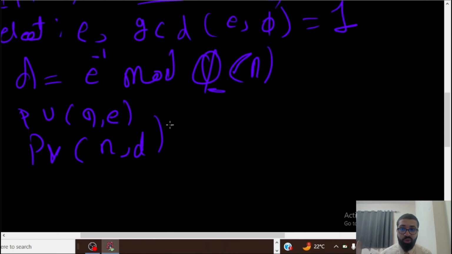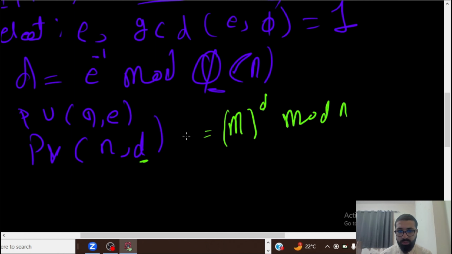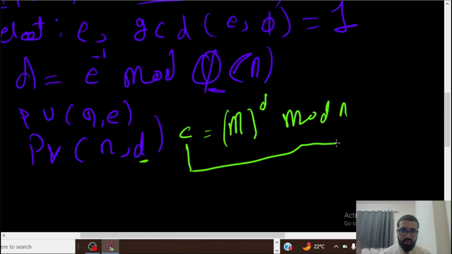Now, when it comes to verification, the only one who has the D is me, the one who generated the key, right? So what I'll do is I'll take the message to the power of D mod N, which is equal to C. Now I take this C and send it, okay? Now if the receiver is able to decrypt this message using my public key, it means that I am actually the one who sent this message, because the only one who has the private key is me, right?